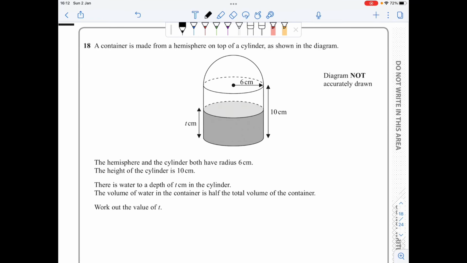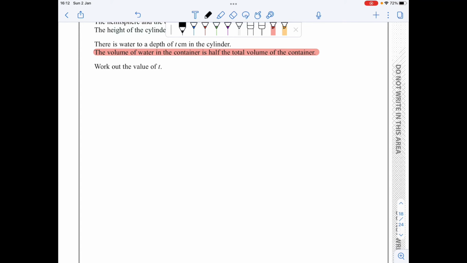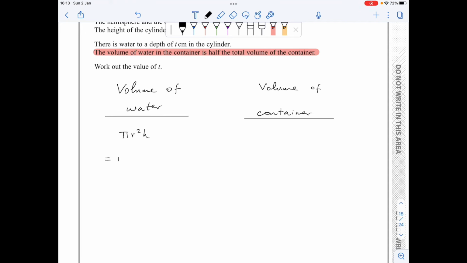For question 18, I will create an equation based on the last statement. Let's split the page into two, one to work out the volume of the water and the other to work out the volume of the container. Now, the water in the container has the shape of a cylinder, so I've got pi r squared h. Now, r is 6 and the height is given as t, so this would be 36 pi t.